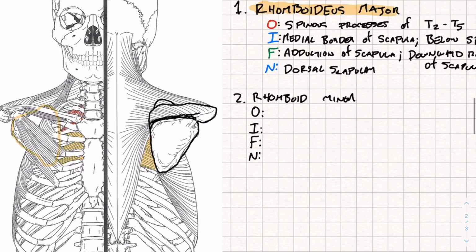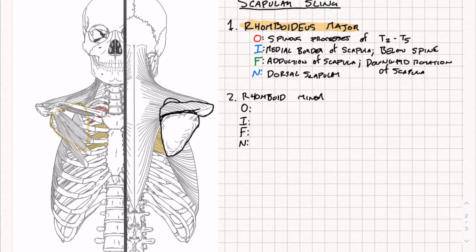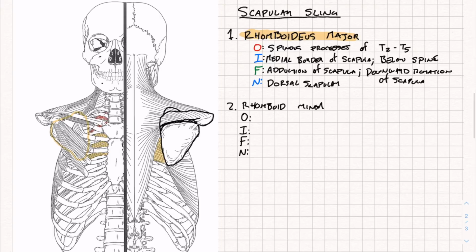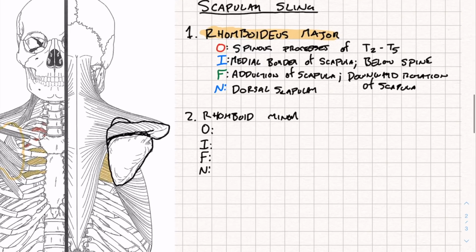Okay, so the insertion and origin of this, since it's right above the rhomboid major, the origin has to be higher than T2. So this origin is actually the spinous processes of C7 and T1. So that's just two spinous processes. C7 is the big bump you can feel on the back, kind of at the base of your neck, and then T1 is just right below that. So C7 and T1, that's our origin.